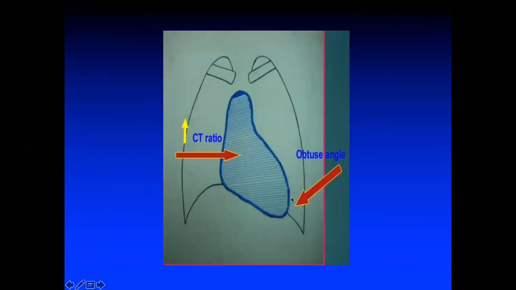So anything which is more than 90 degrees is the obtuse angle. From the apex where it cuts the diaphragm, just measure this angle. This angle appears more than 90 degrees, so it's basically an obtuse angle.